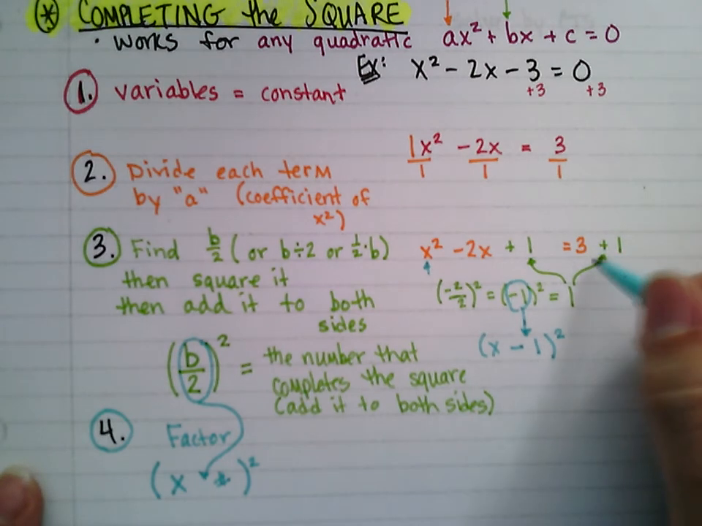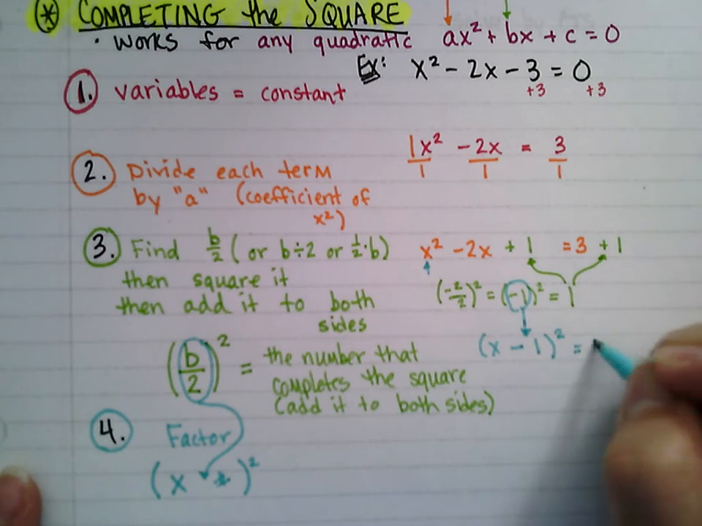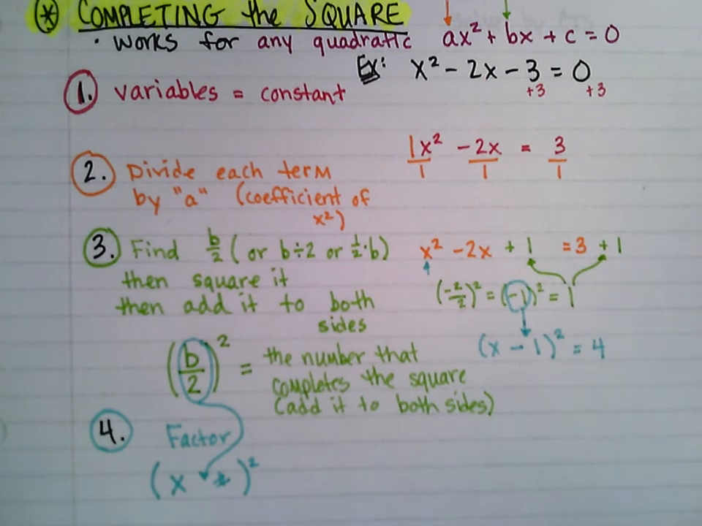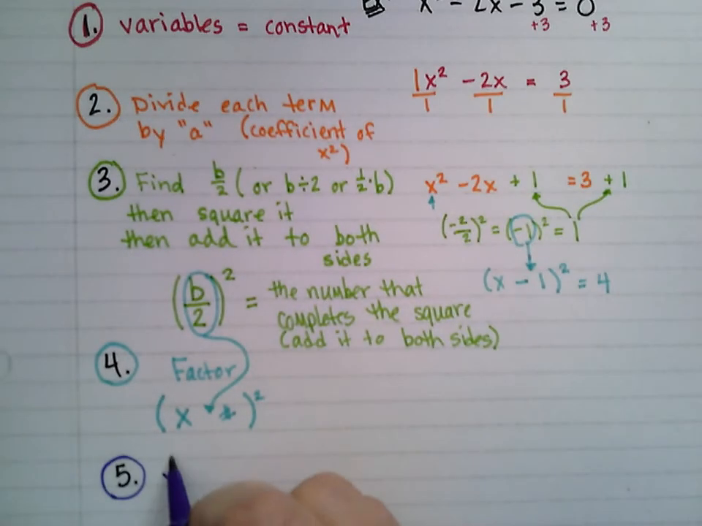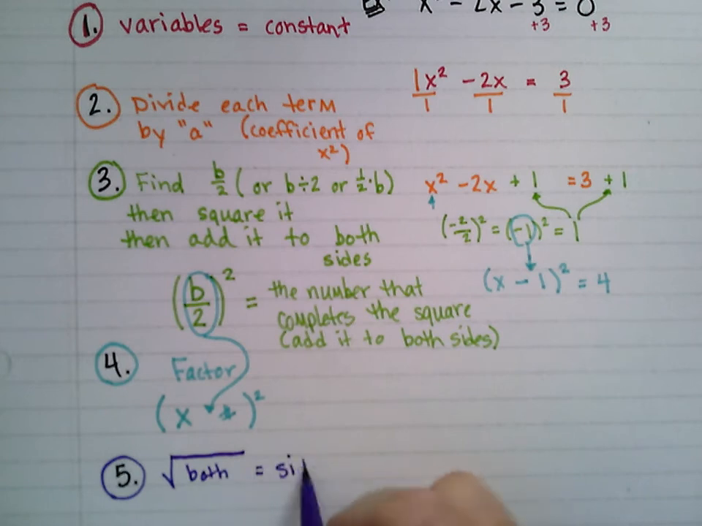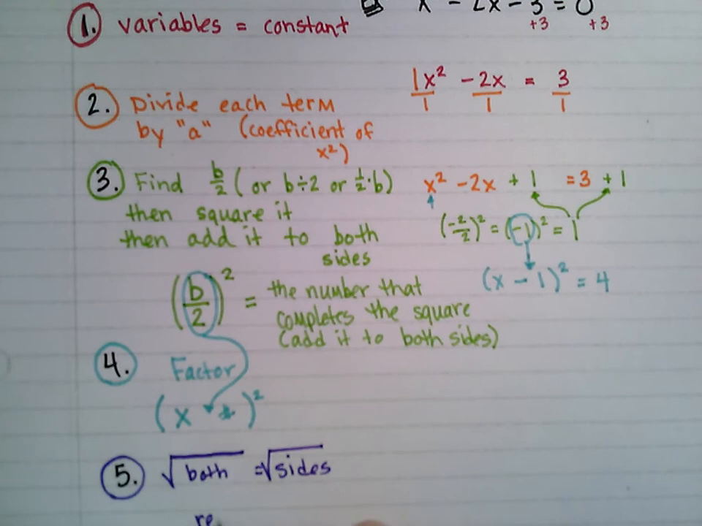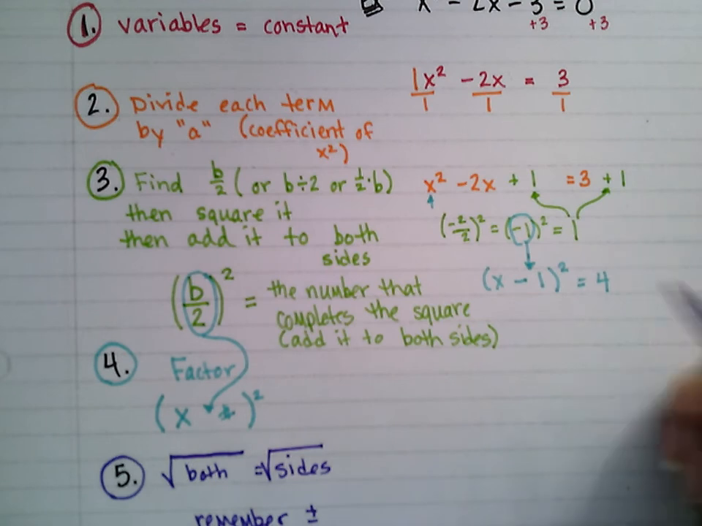And then I'm going to add these two numbers on the side and get equals 4. Then we are back to the steps that we just had, the square root method. This looks like the square root method again. So we are going to take the square root of both sides. We are going to remember the plus minus. And we are going to solve for the variable.